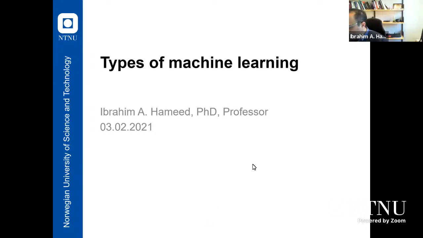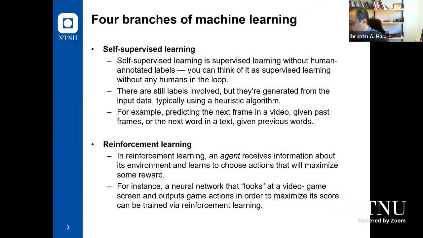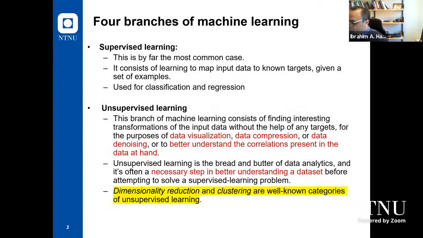So first we need to talk about the four branches of machine learning. We have supervised learning, unsupervised learning, self-supervised learning, and reinforcement learning. Supervised learning is, in fact, the most common use case. We just studied machine learning for supervised, but there are very nice and very powerful algorithms for unsupervised learning. We will try to cover some of those as well.